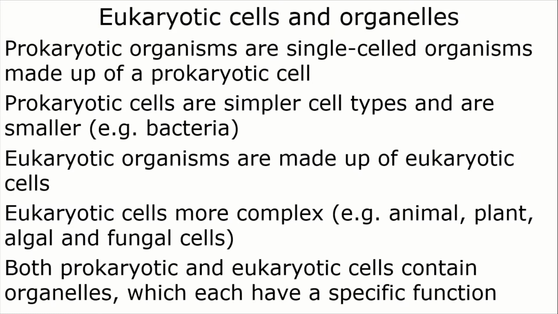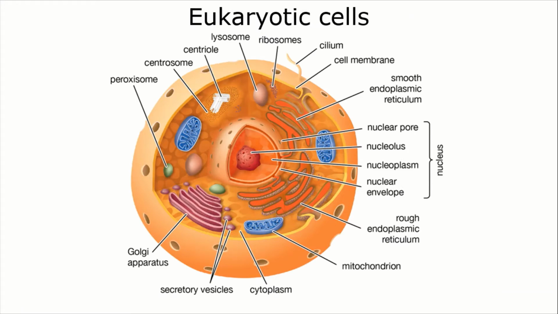Both prokaryotic and eukaryotic cells contain organelles, which are cell components, and they each have a specific function. So you can see in the centre of my screen now that we have a labelled animal cell. These are often represented as a sphere with a cutout so you can see the structures or the organelles that exist inside of the cell.